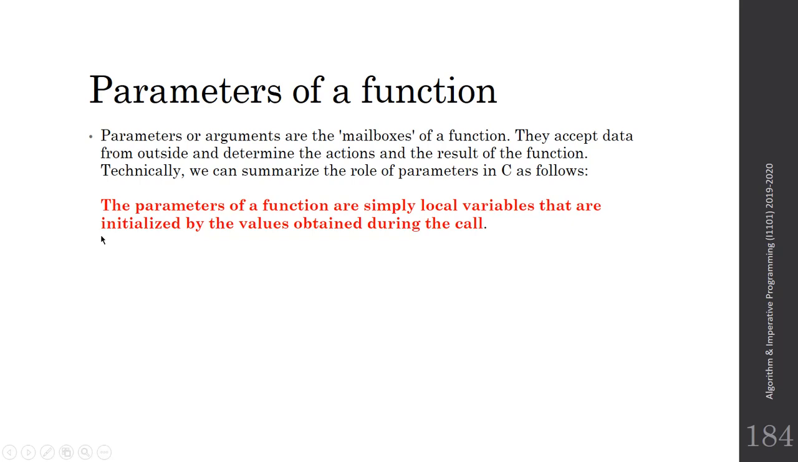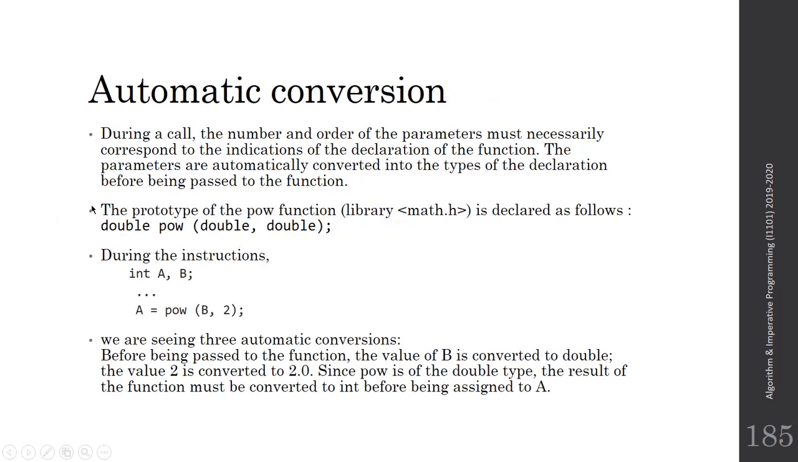So the parameters of a function are considered as a mailbox. They are the input, so they are what the function needs in order to operate. So the parameters are simply local variables also, as we have seen, like in the rectangle and h, and they are initialized by the obtained value. They are passed by a copy. As we have seen also, we have the automatic conversions between the calling.